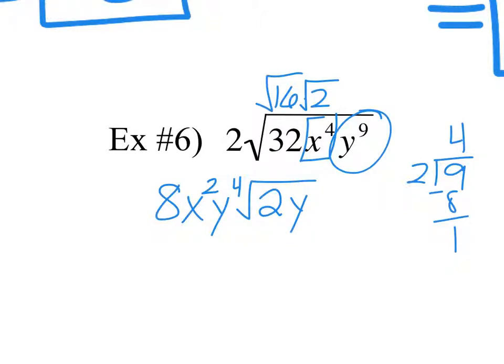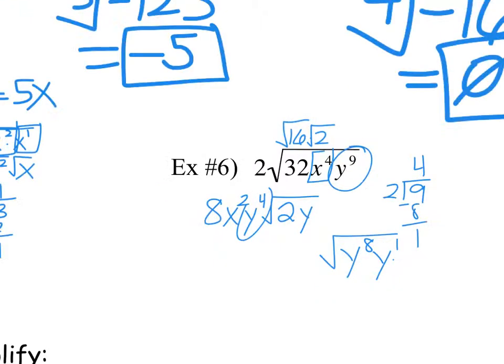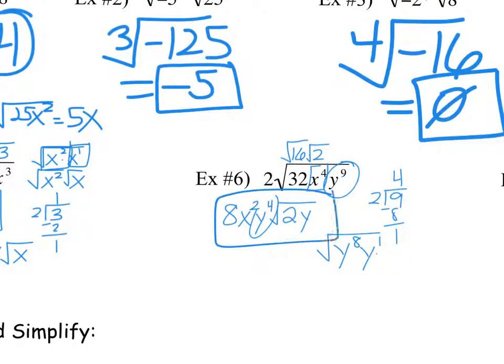Some of you, yes. Okay, if you don't like that, you can split it up into y to the 8th times y to the 1. Then 2 goes into 8 4 times. That's this one right here. And that y stays back. That's the other way to look at it. Okay? I just like to divide. It just seems easier. And then that would be your answer right there.